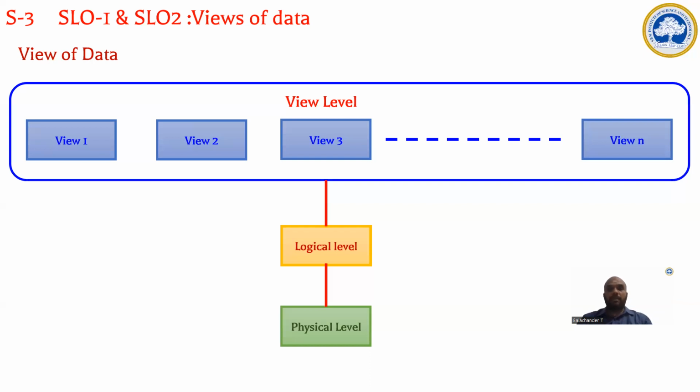At the view level, several views of the database are defined, and the database users see some or all of these views. In addition to hiding the details of the logical level, the views also provide a security mechanism to prevent users from accessing other parts of the database.